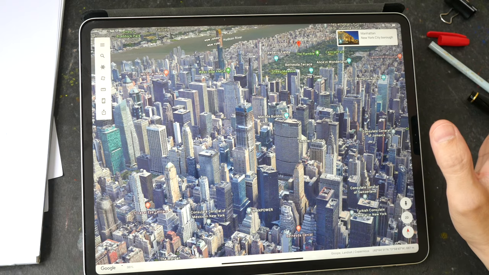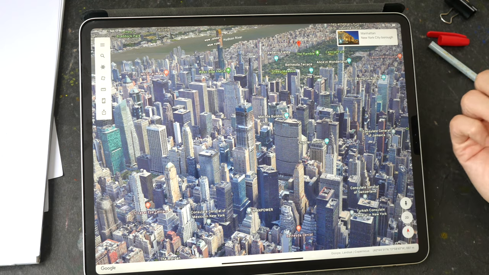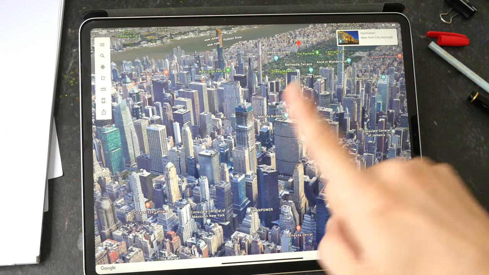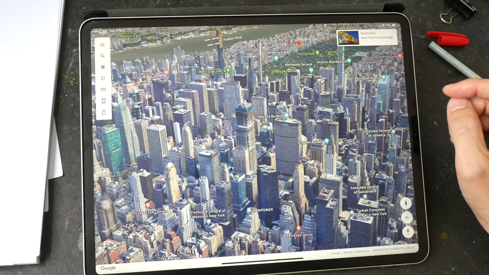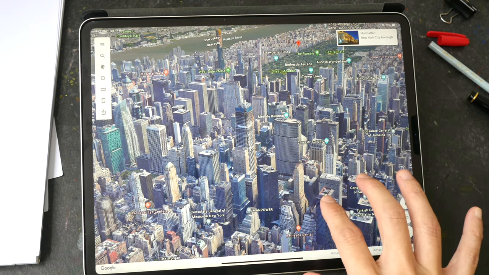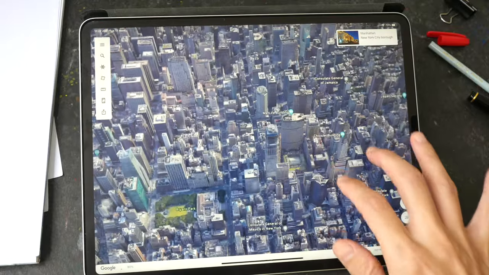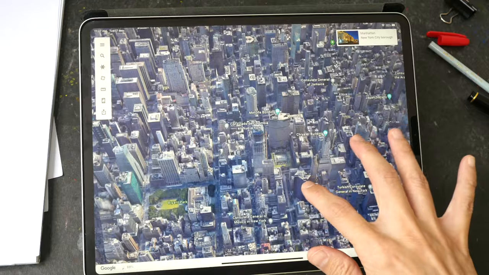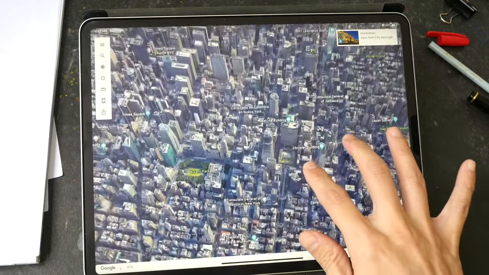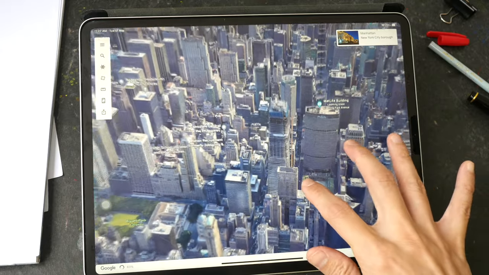The best way to understand all these concepts is to draw, to get more practice. One app that can help you is the app that I'm using right now. It's called Google Earth. They have this 3D view where you can move around the city as if you are flying around. This is nice because when you move up and down like this, you can see the perspective change.